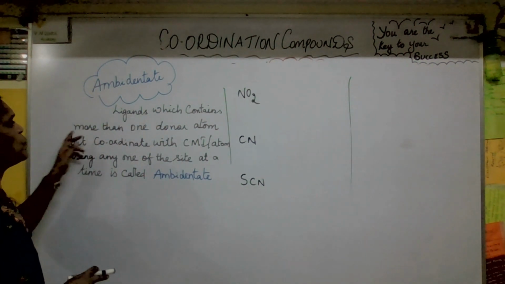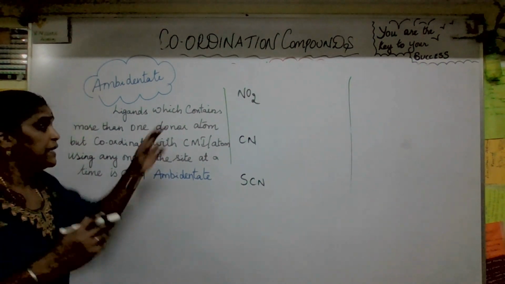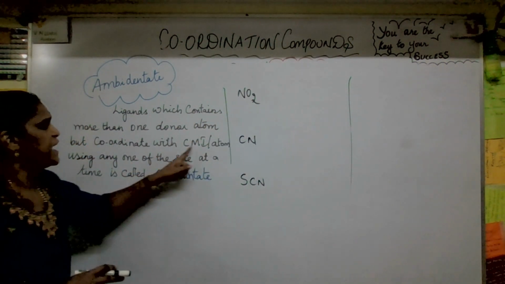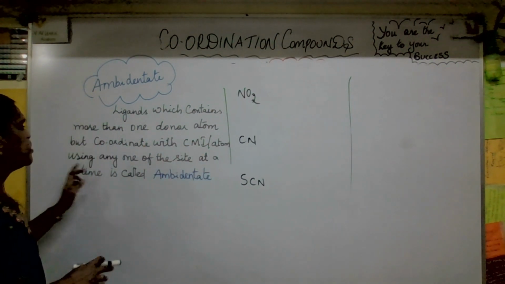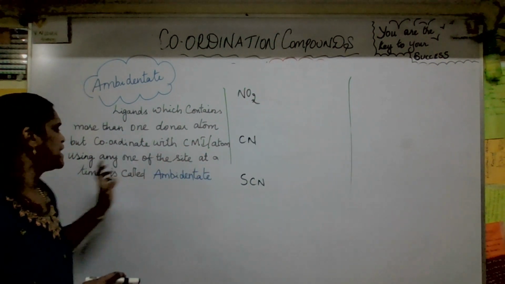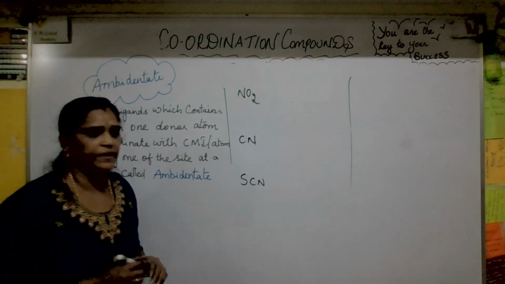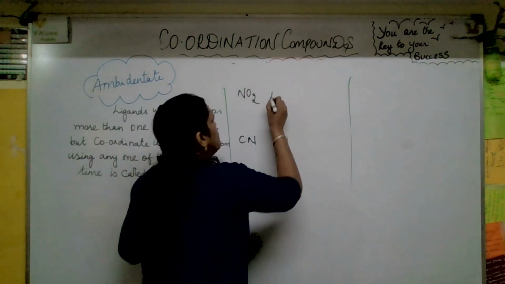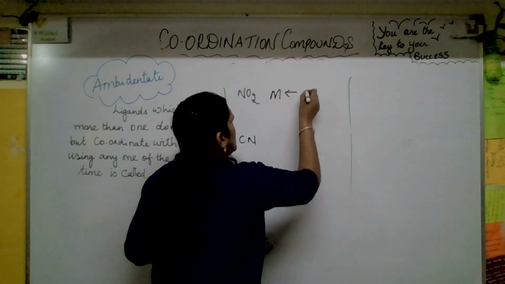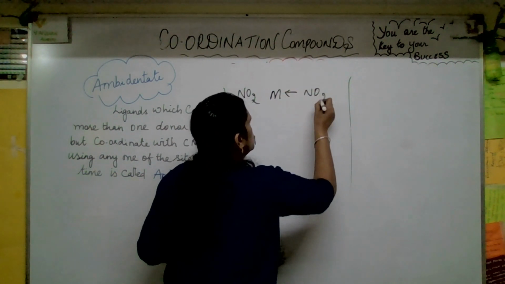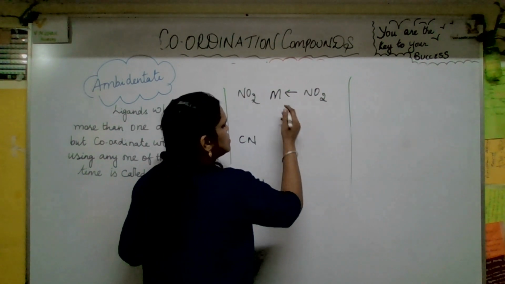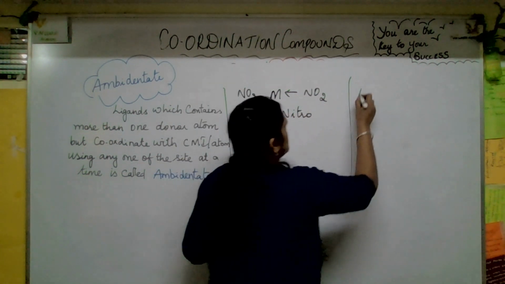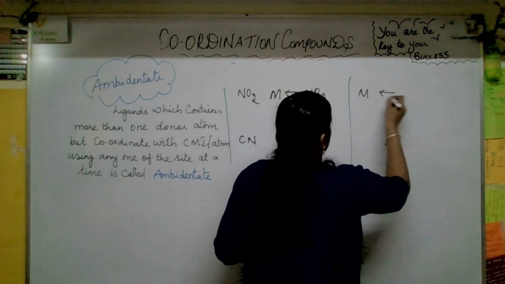Ligands which contain more than one donor atom. In that, more than one donor atom will be available, but they coordinate with the central metal ion or atom using any one of the sites at a time. It's called amphidentate. Now, come to this point. The nitro group is there. Now, which atom of NO2 is donating to the metal ion? If nitrogen is donating, we say it's a nitro.